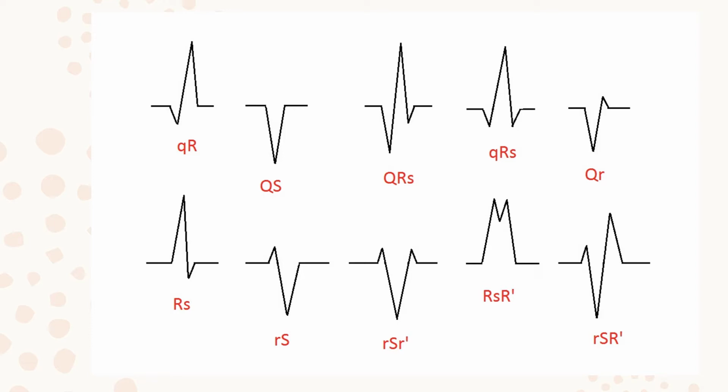The next one is a QS. We can't tell whether that's a Q or whether it's an S. Remember, a Q goes below baseline and an S goes below baseline. And because there's only one, we can't tell what it is, so we just call it a QS.